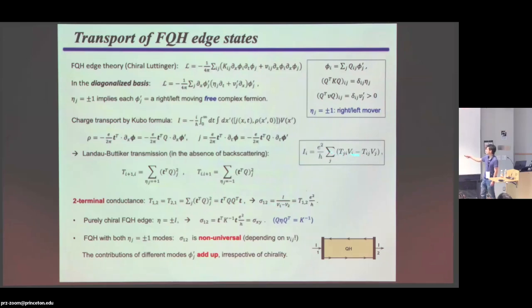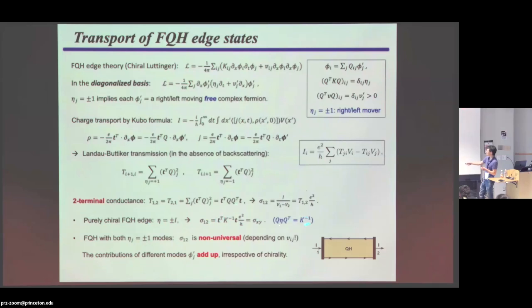If you now solve the Landauer-Büttiker equation, that gives you the two-terminal conductance sigma 1,2 being T12 times e squared over h. And this Q matrix is determined by both K and the velocity matrix. So for different velocity matrices, this Q is different, and you'll find this number is different. But only if you consider a purely chiral fractional quantum Hall edge, which means all the eta j's are plus 1, or all the eta j's are minus 1, so all the modes on a given edge flow in the same direction, then only in this case does sigma 1,2 become universal.